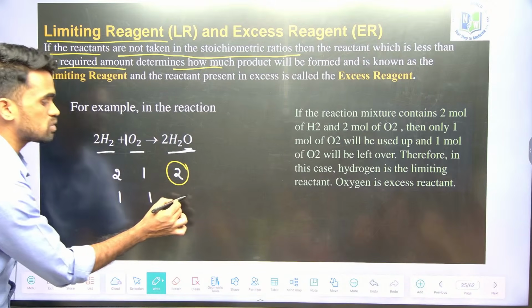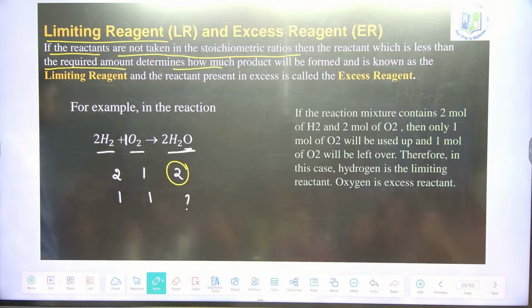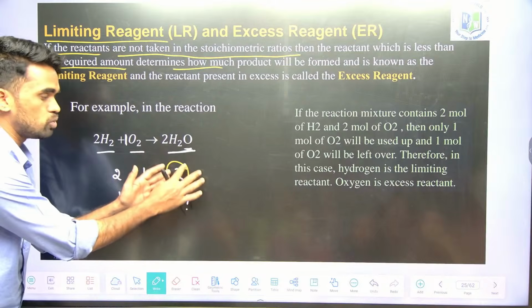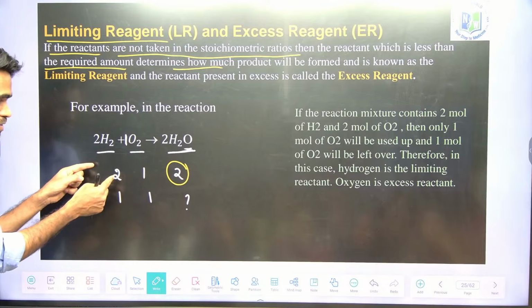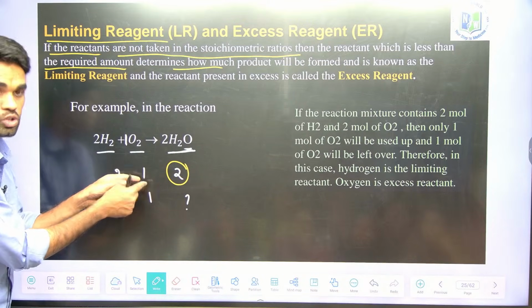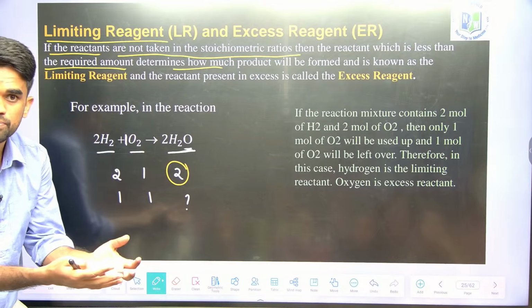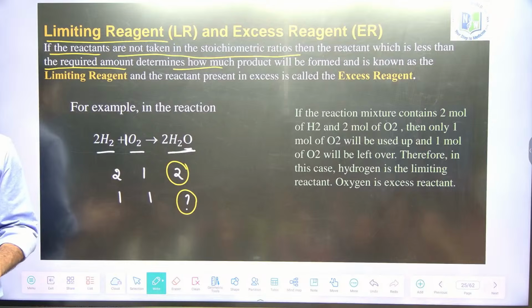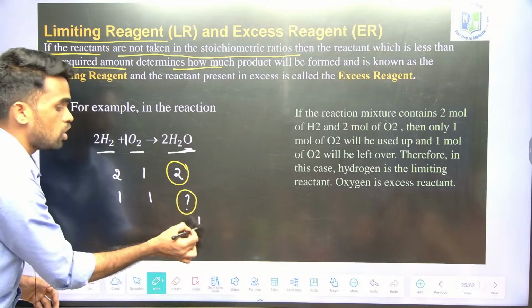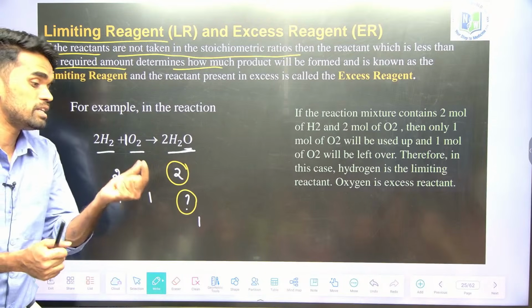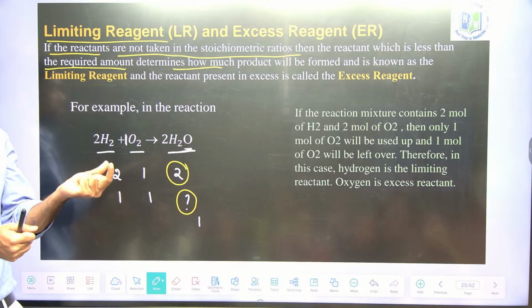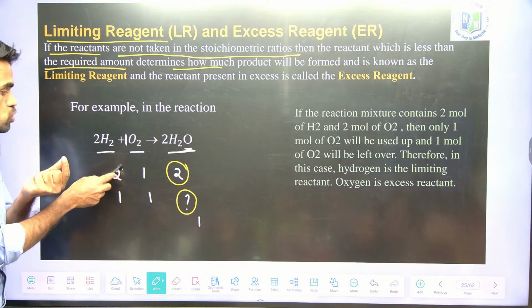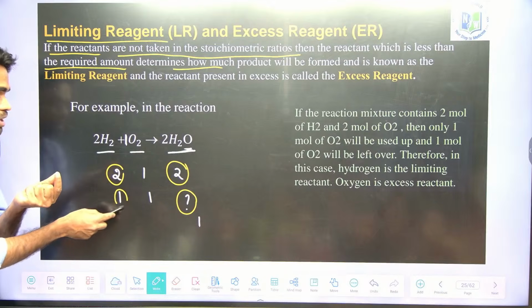Now tell me how much water is produced. Do you get what I am asking? See, for production of 2 moles of water, we require 2 moles of H2 and 1 mole of O2. But how much am I giving you now? 1 and 1. So how much water is it producing, I am asking you. 1. So how are we saying, the one which is in lesser quantity, now tell me. See, required is 2 moles. But how many moles am I giving you?